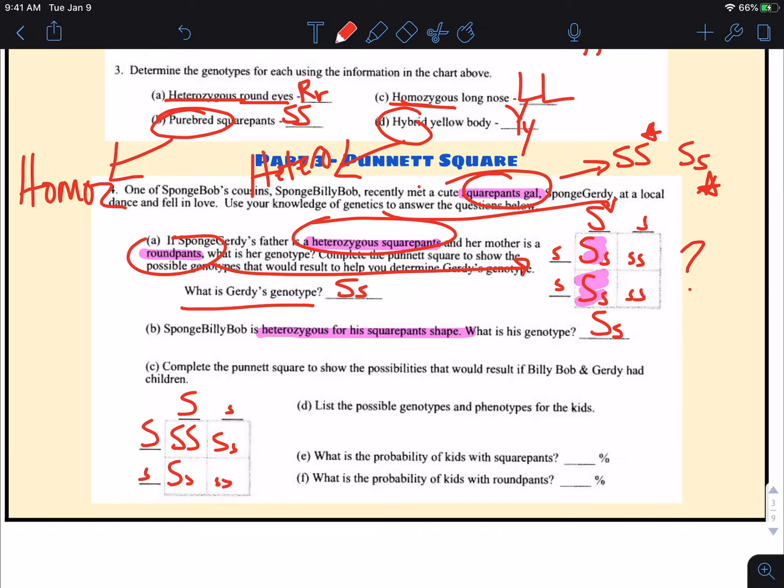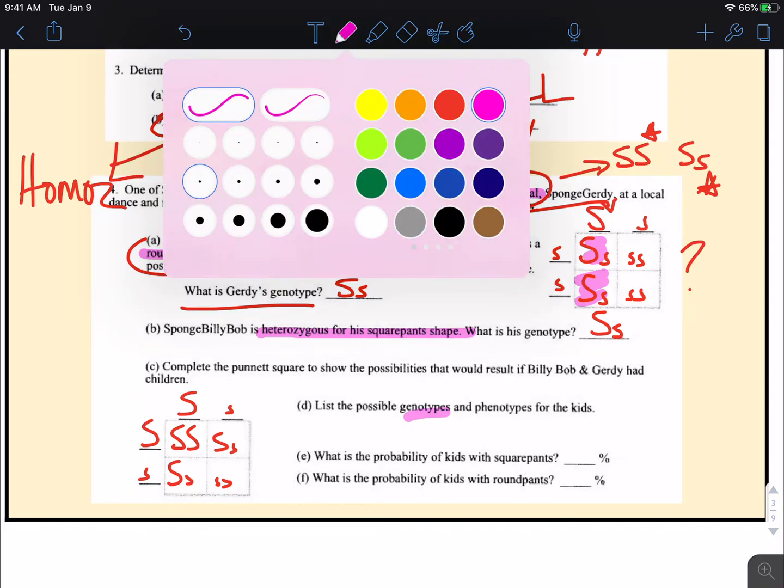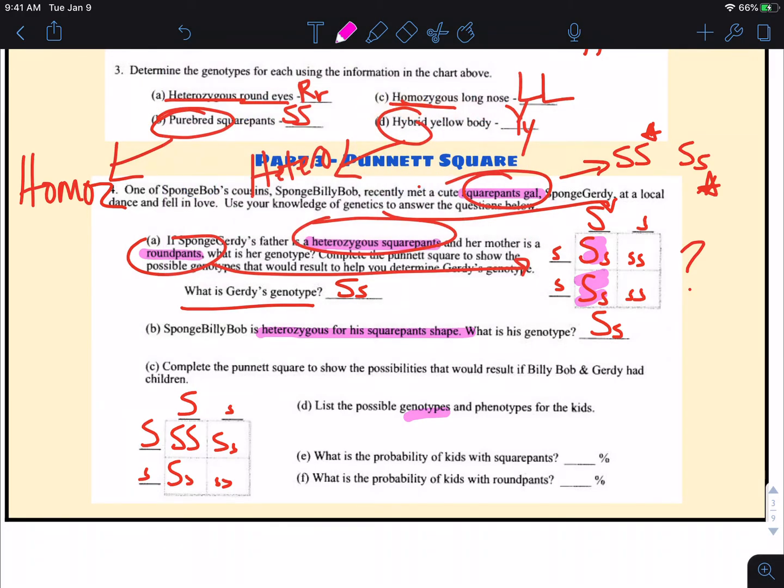Okay, different possible genotypes here. What are the different possible genotypes? Let's color coordinate. We've got big S, big S, that's a possibility. We've got big S, little s, that's another possibility. And then we've got little s, little s, that's also a possibility.